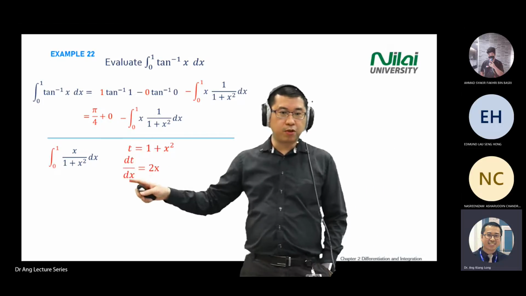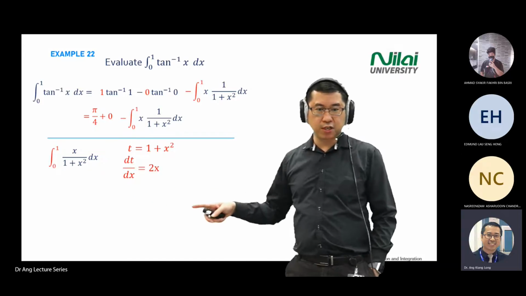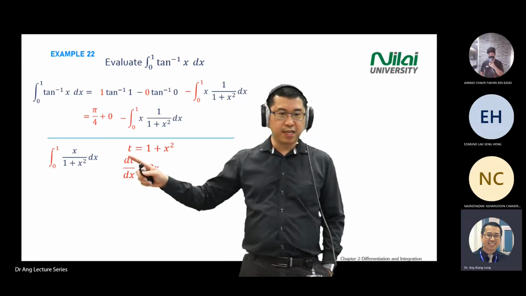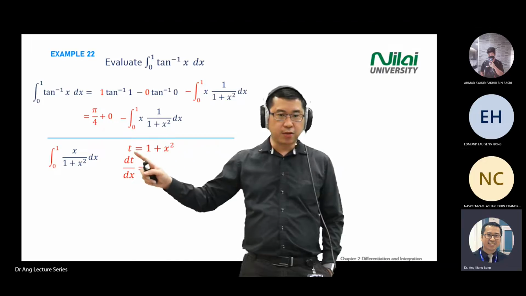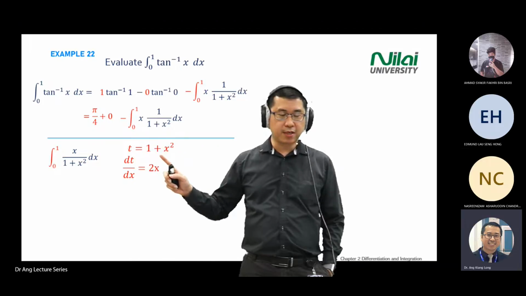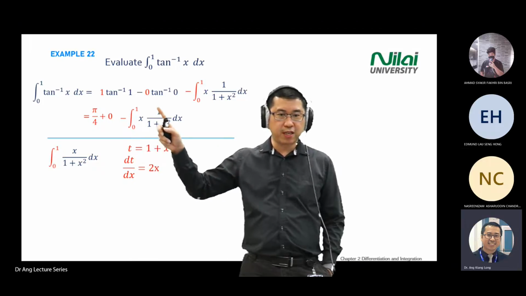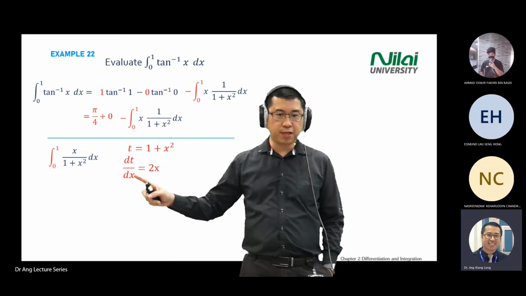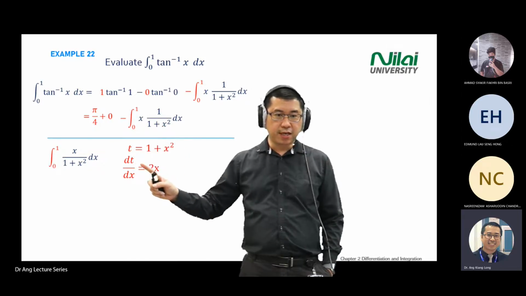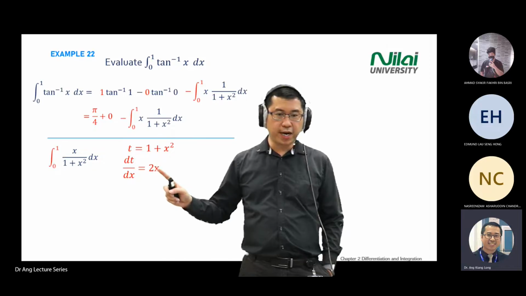So normal one you use u and v, but this one I just change a little bit. I use t to represent this one. So t equal to 1 plus x squared, or normal one you more familiar is v, u divided by v, same procedure. I use t here. And dt over dx, I will get 2x.